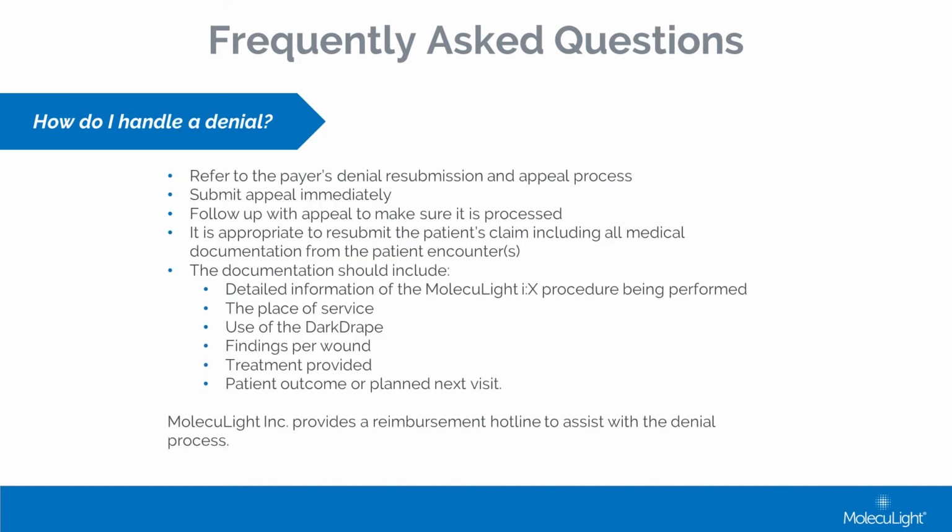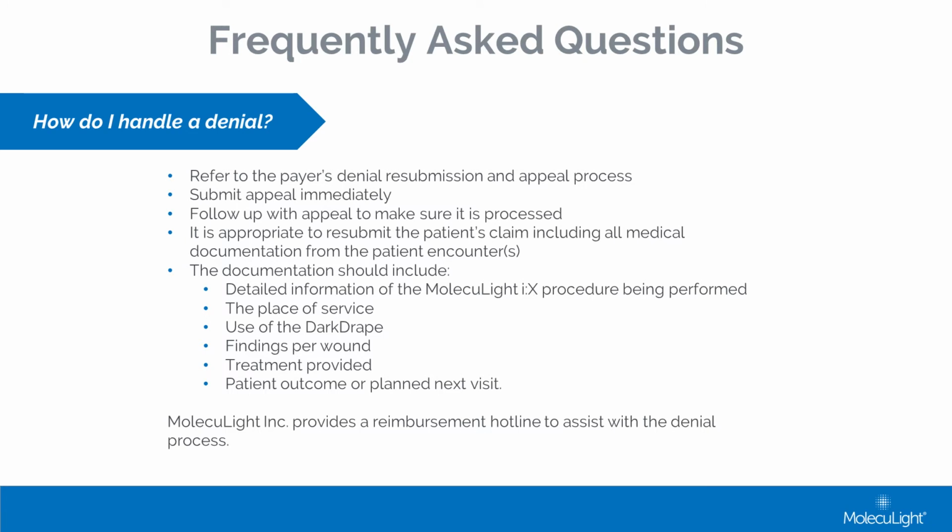How do we handle denials? Well, we know that the denial is the ugly word in medicine, so how do you handle this? You want to do this as quickly as possible. You want to address it as soon as possible. So you want to make sure that you look at the payer's resubmission and appeal process. It's very important that you understand whether you're dealing with a commercial payer or you're dealing with a Medicare contractor, what exactly is the appeal process and how many days do I have? You want to make sure that you follow up with the appeal to make sure it got processed. That's the most important step. The first step is to make sure you get it in.